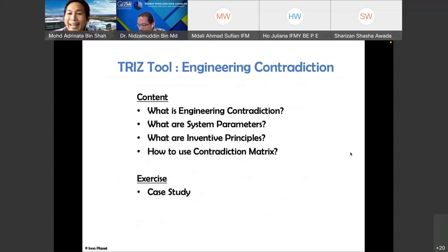At least you need to have two parameters to make sure that the engineering contradiction can be performed using the contradiction matrix. We will look at the system parameters, inventive principles, and finally the contradiction matrix. So this is the core of our session today.